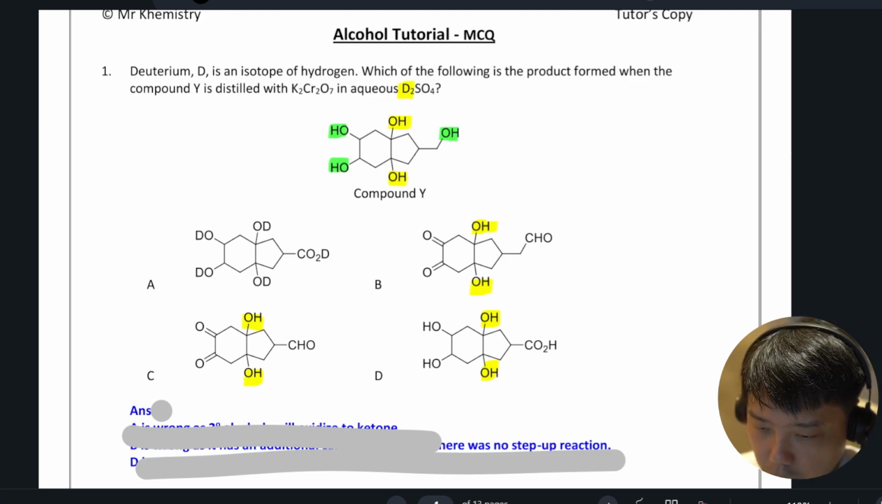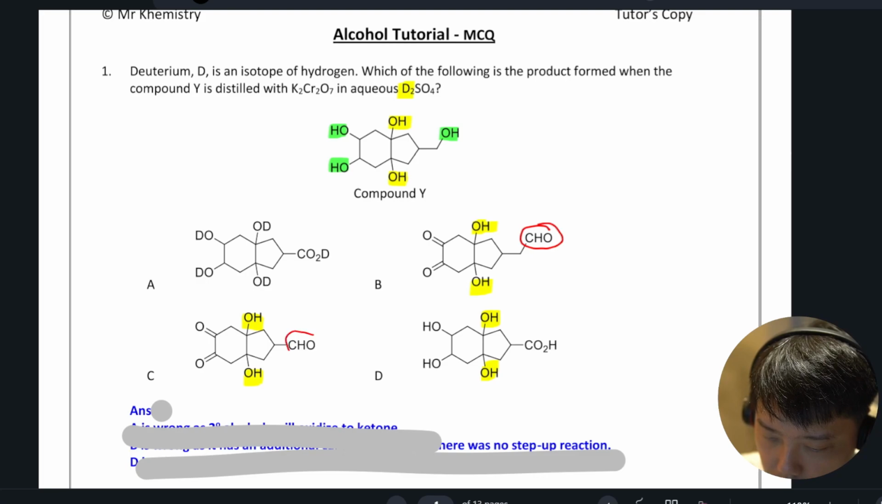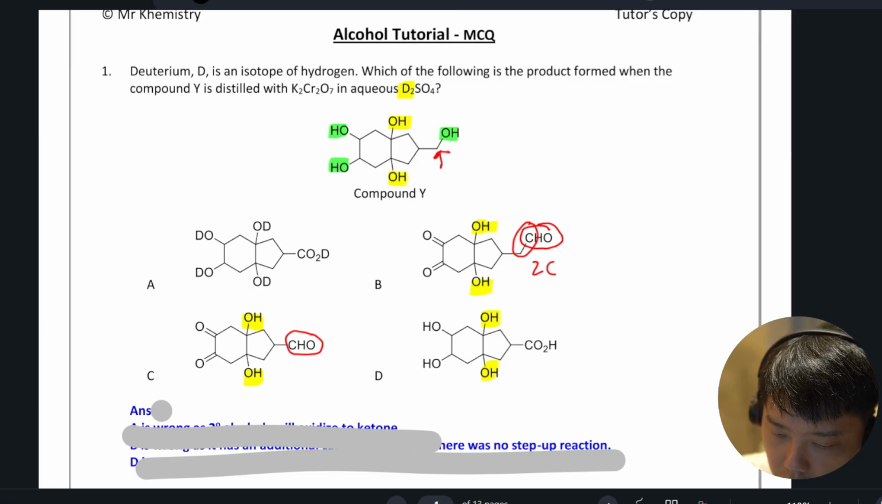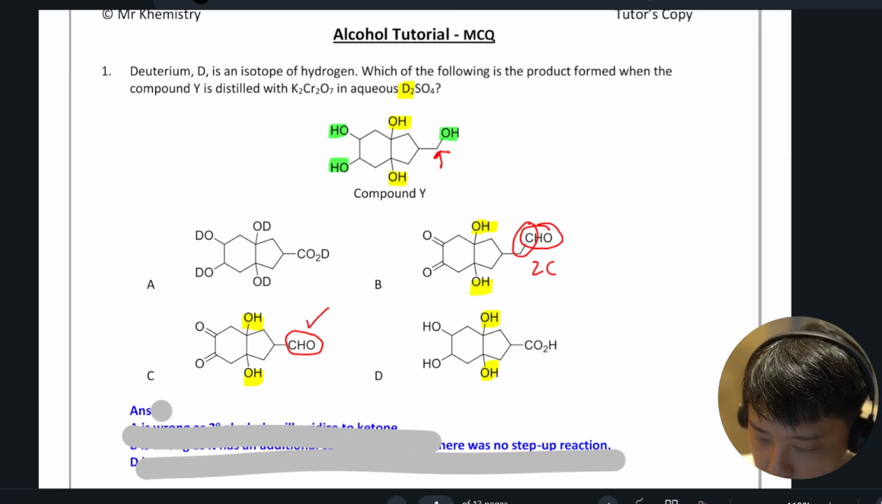Okay, the next thing is that if you distill with dichromate, under distillation you should end up with a neutral aldehyde, but you cannot increase the number of carbons. Here there are 2 carbons, and there's only 1 carbon in the original, so this option C seems to be more correct.